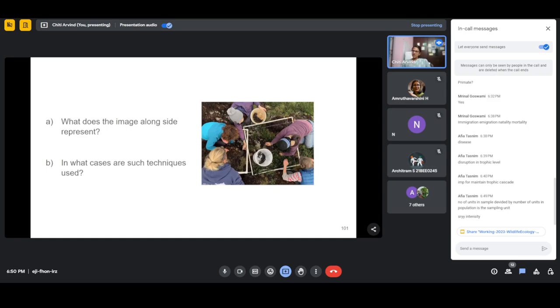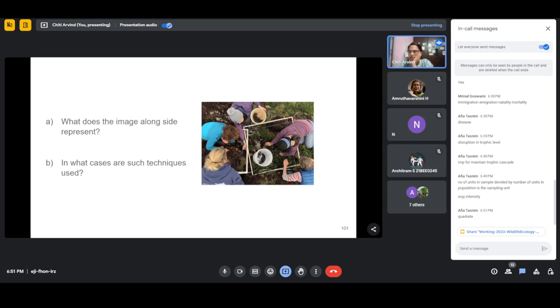What does this image alongside represent, and in what cases are such techniques used? Everyone can see the image alongside. What does that look like? Taking samples. Any ideas as to what this method could be? Cardboard sampling. Carbon sampling. No, not really. Yeah, it's quadrat sampling.